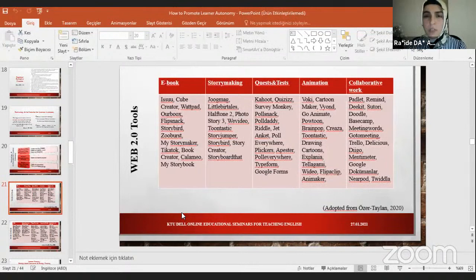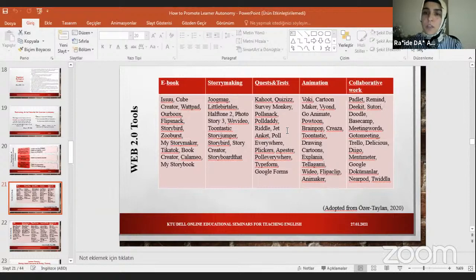For instance, you may make use of ebook sites. You may ask your students to create their own ebooks, for instance, to tell about the topic that you are teaching in the class. Or you have other opportunities to use story making sites like Storybird, Story Creator, or some animation programs and tools. As a teacher, you can integrate them. You can provide some learning content by using such tools, and also you can ask your students to prepare their own content by using these tools as well.